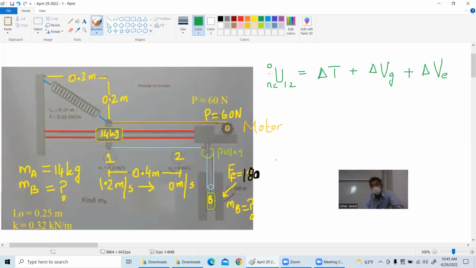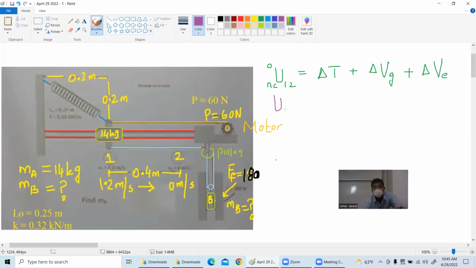So please, I keep on repeating, you have to remember outside non-conservative, U12 equal to these three things. Now U12 is work done by non-conservative forces or other outside forces. So there are two components to it.